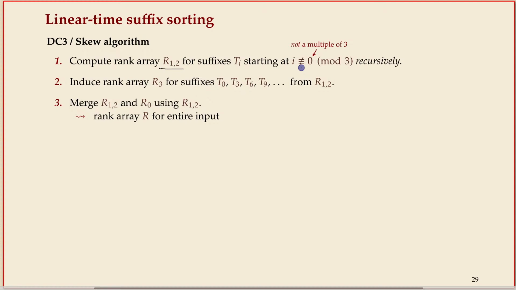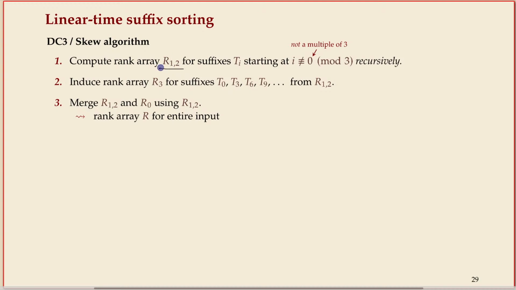All right, so we have indices 0, 1, 2, 3, and so on, and those that start at 0 and at 3 and at 6, these are excluded, but all the others we compute recursively. So 2/3 of the answer is computed recursively. Okay, let's suppose that works. We'll use that recursively computed part of the answer to induce, so to derive from that, the other ranks. So the relative order of those that start at positions a multiple of 3.